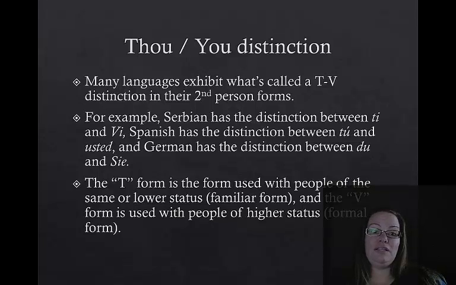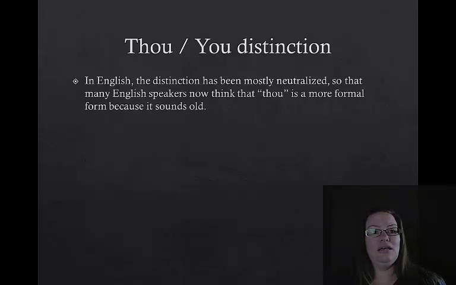The T form is used with people of the same status as the speaker or lower. This is sometimes referred to as the familiar form. And the V form is used with people of higher status, or is the formal form. In English, the distinction has mostly gone away. We don't use thou very often. So now when we use thou, it sounds like a much more formal form because it's old.